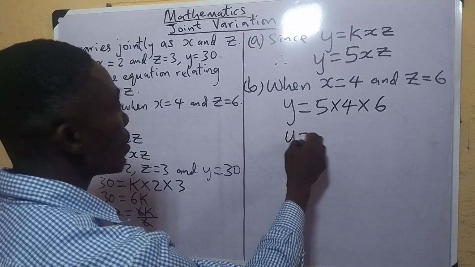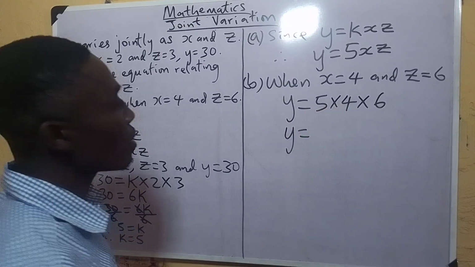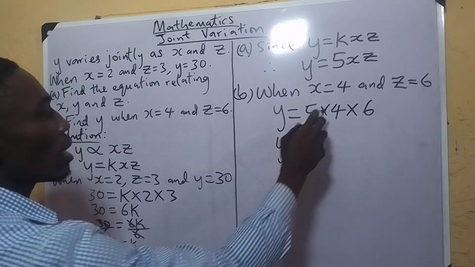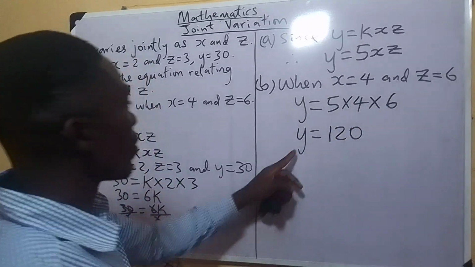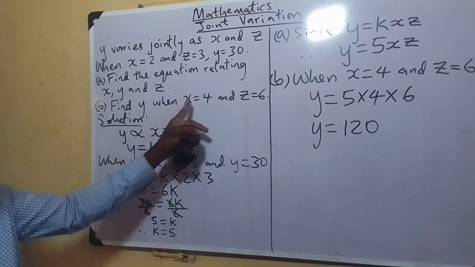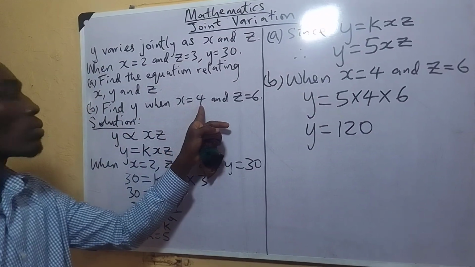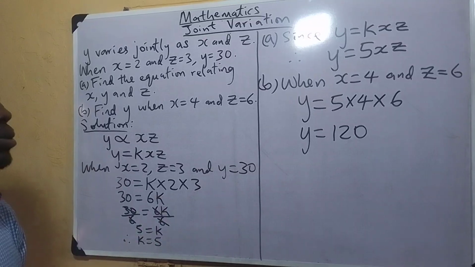And that will be 5 times 4 is 20. 20 times 6 is 120. Therefore, y will now be 120 when x is equal to 4 and z is equal to 6.